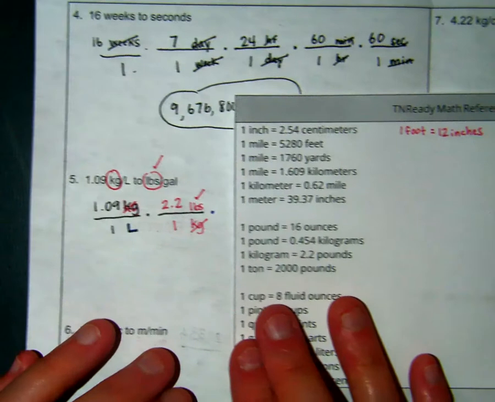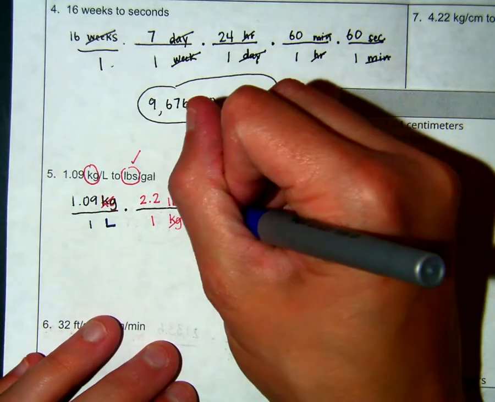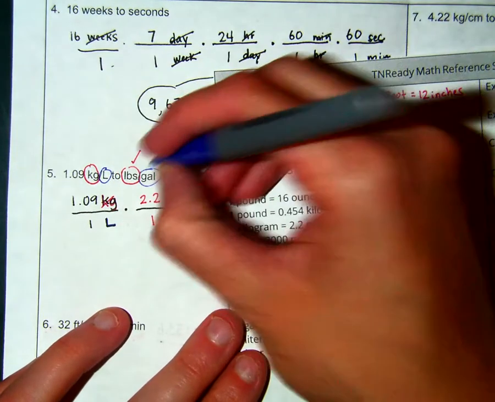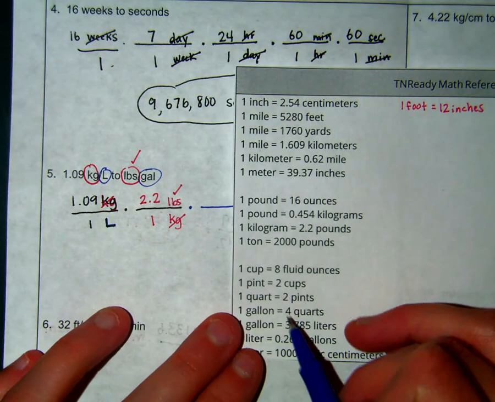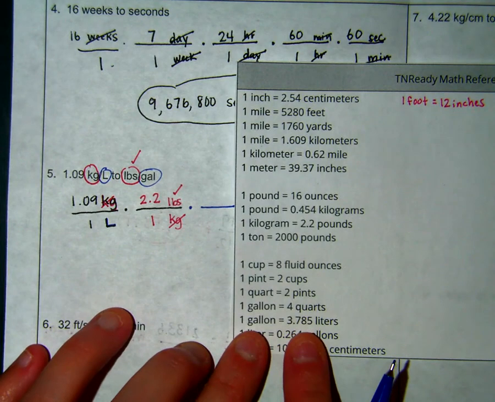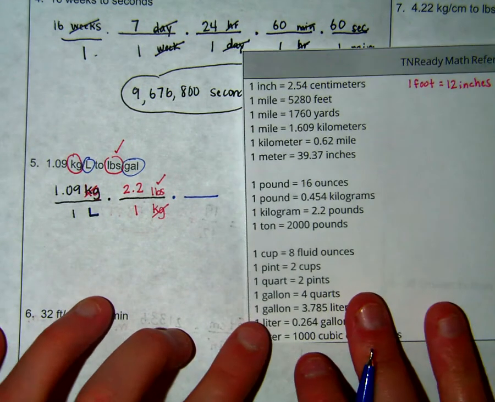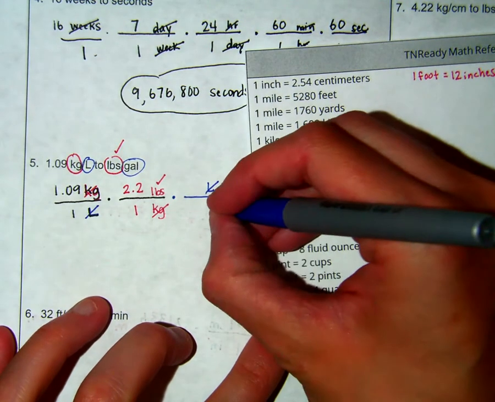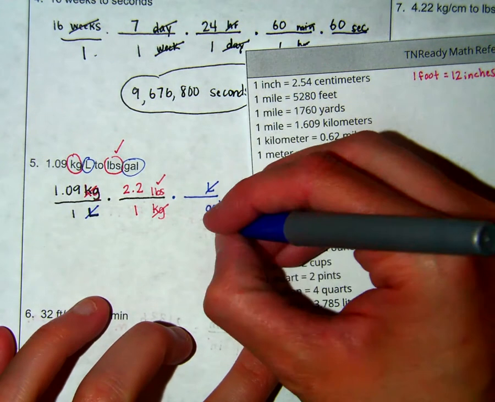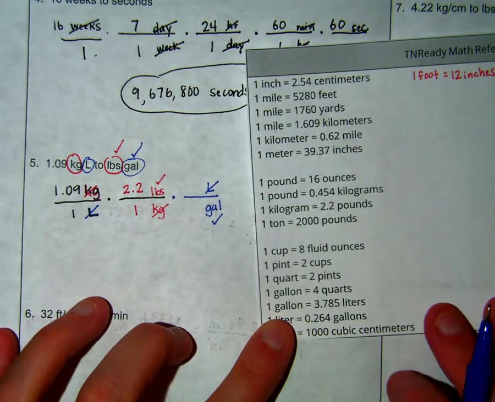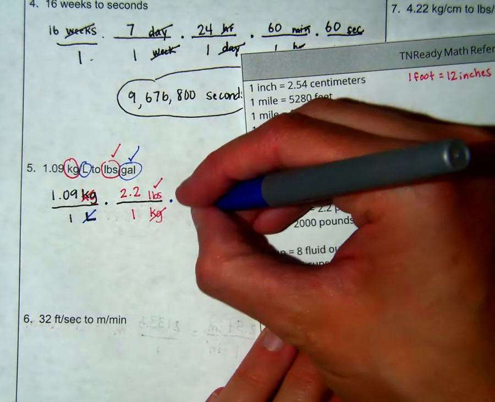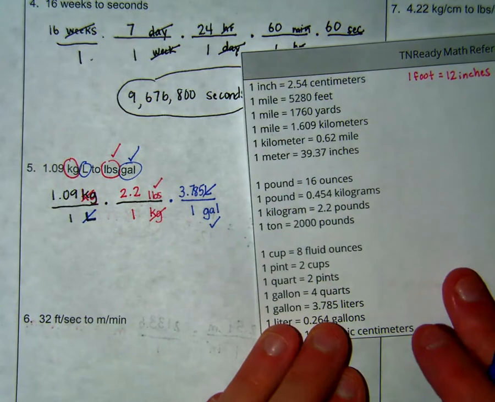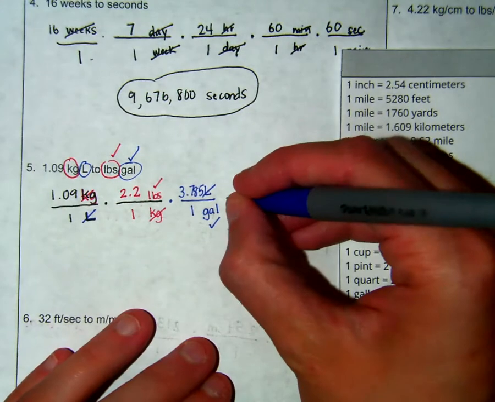Since liters is on the bottom, to cross out liters, I'm going to have to put liters on the top. But before I can do that, I need to decide if I can go straight from liters to gallons. I can, right here. 1 gallon is 3.785 liters. So, liter on the top, so it will cross out to gallon. I've got what I want, which is gallons. So, 1 gallon is equal to 3.785 liters.